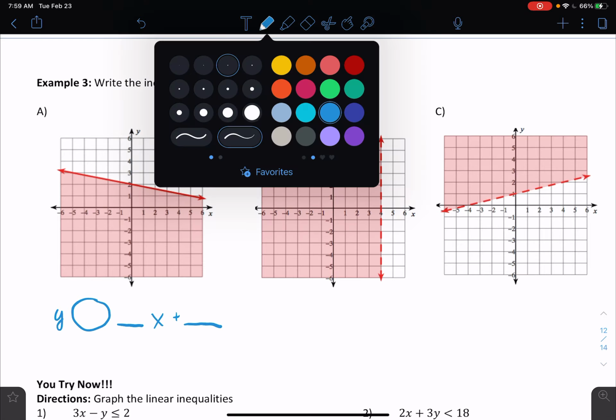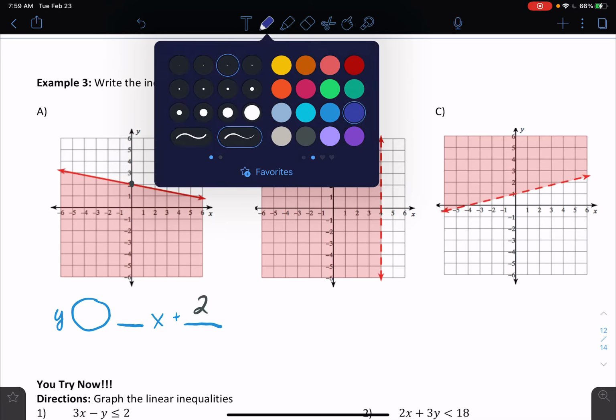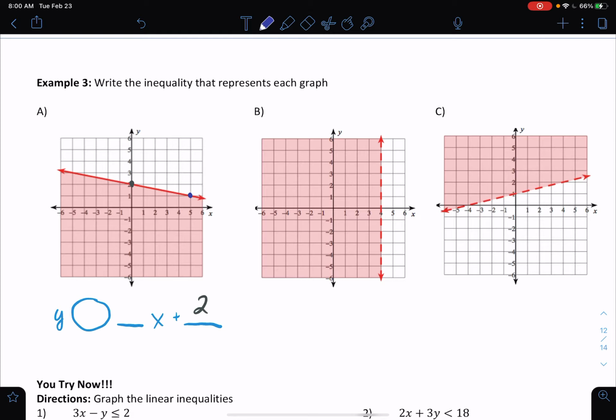So easiest place to start is probably the y-intercept. So it starts at 2. Okay. Now I'm going to find another point on the line. I see another point here, and I'm going to figure out what the slope is. Well, notice I go down 1 to the right 5. So my slope is going to be negative 1/5.